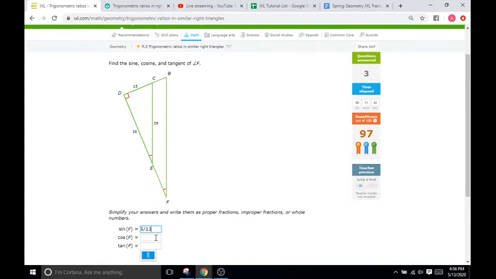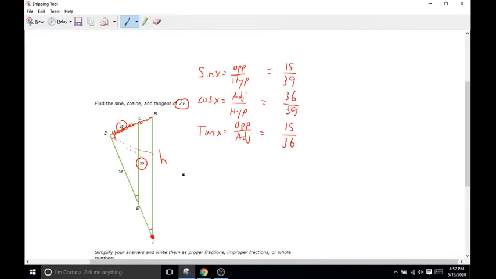Going to cosine. Cosine is 36 over 39. Is that something that can be simplified? Yes, we can divide both sides by 3. 36 divided by 3 is going to be 12, and 39 divided by 3 is going to be 13. Can we divide that any further? No, we cannot. And then our last one is 15 over 36.